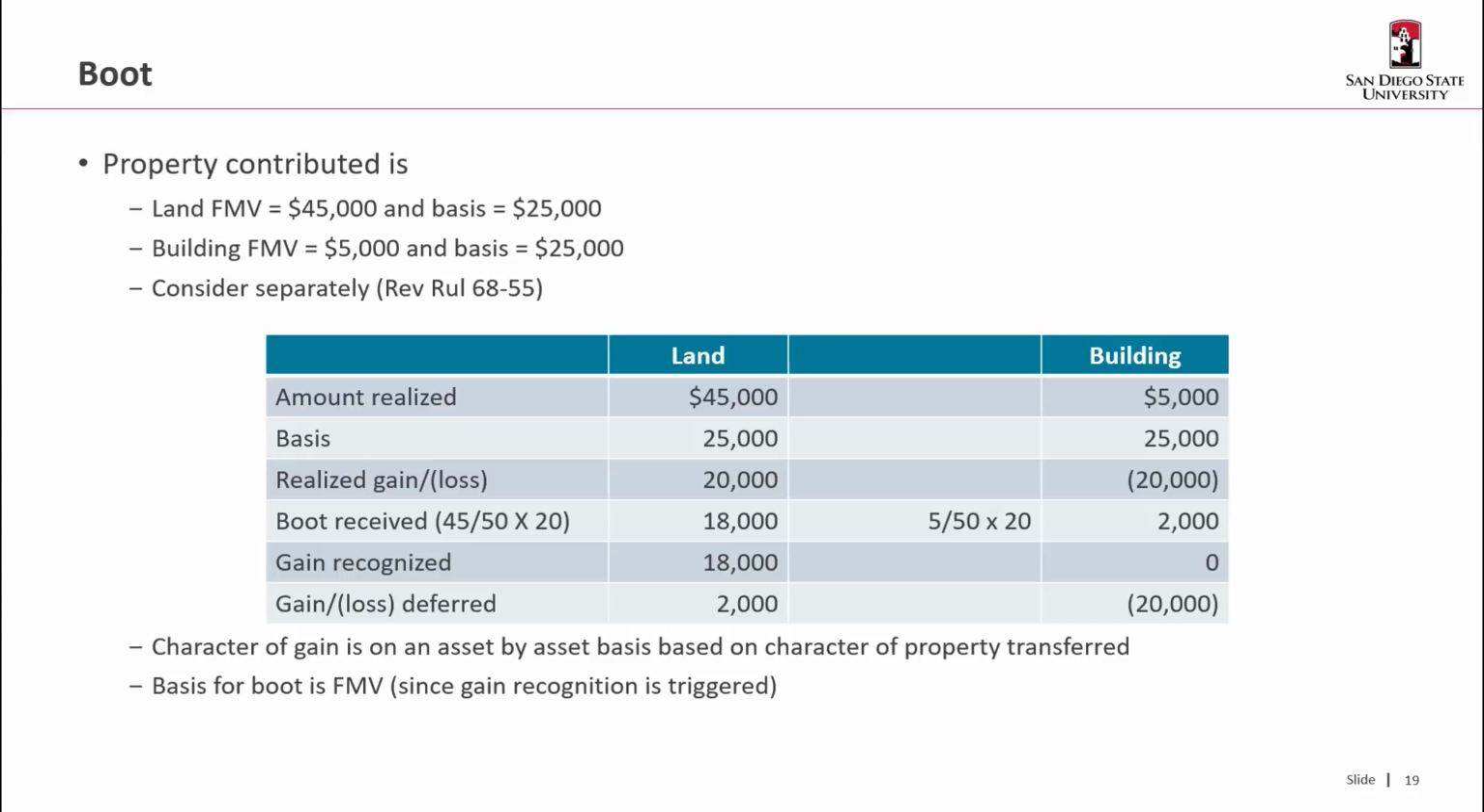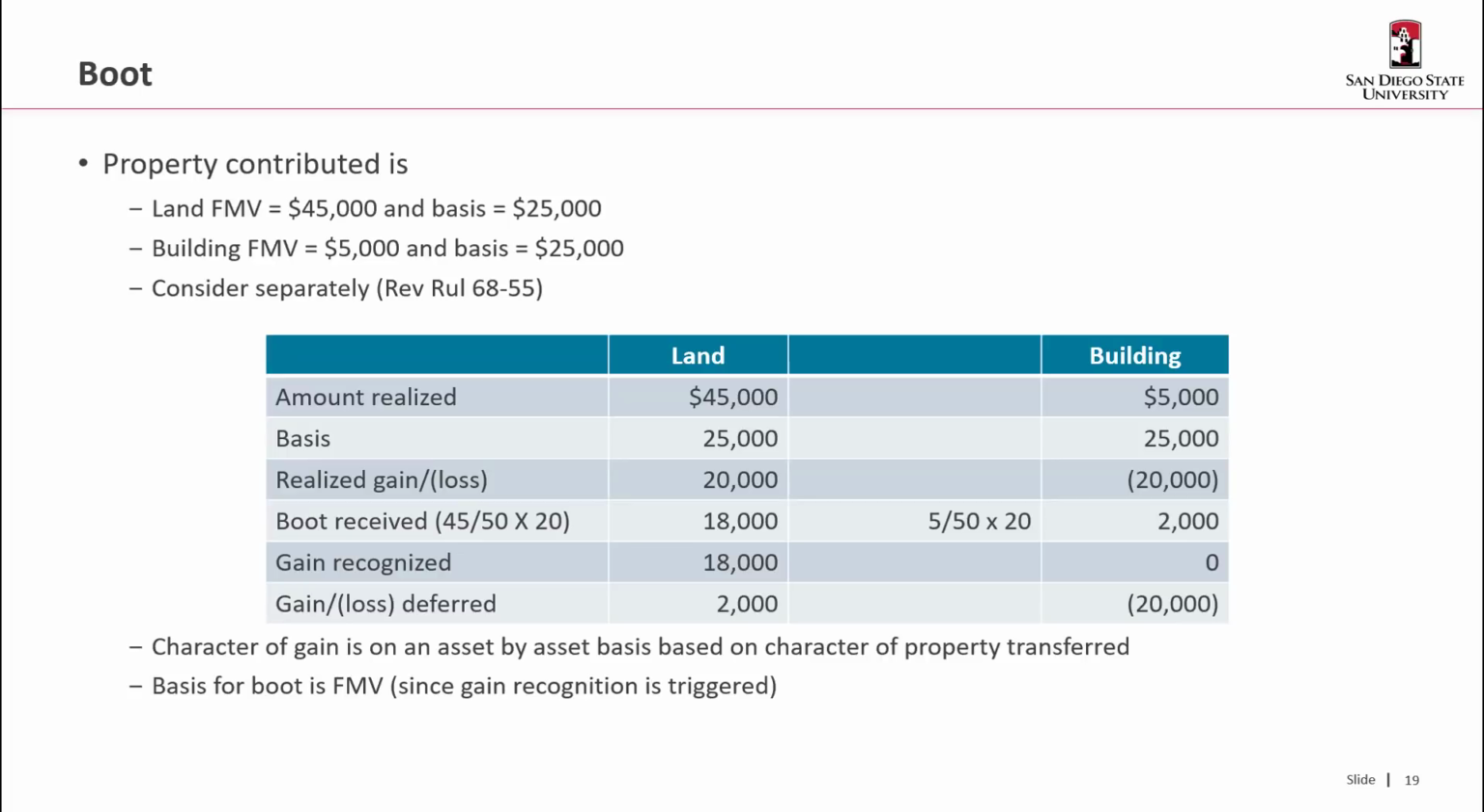So the land has a fair market value of $45,000 and a basis of $25,000. The building has a fair market value of $5,000 and a basis of $25,000. So they both have the same basis but very different market values. And let's say that what happens is we exchange this for stock and we also receive $20,000 of boot on this exchange. Okay, so we're getting stock back, must be $30,000 of stock and $20,000 of cash.